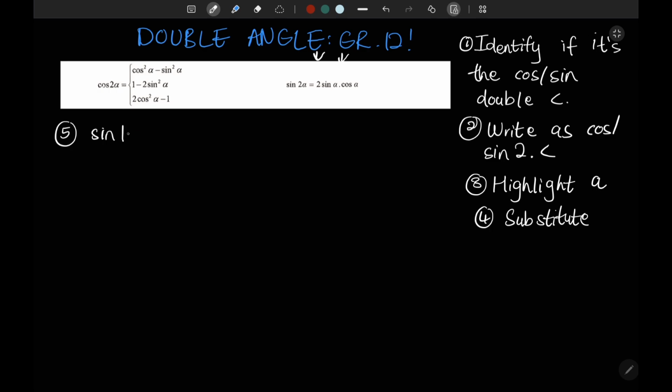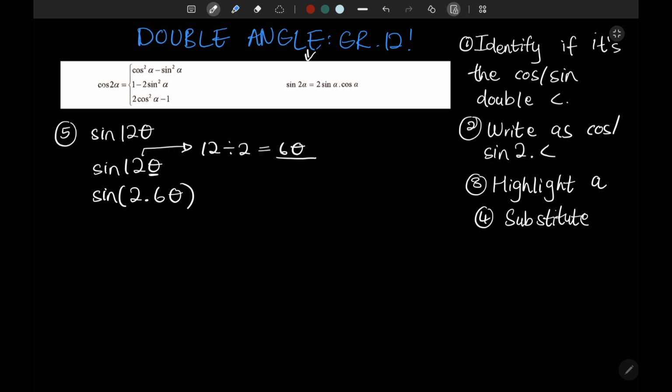Let's try the fifth example. Let's say sine 12 theta. Okay. What's the first step? Step 1, identify if it's the cos or sine double angle. It says sine 12 theta. It starts with sine, so it's the sine double angle. Step 2, write as cos or sine 2 times your angle. To do so, we'll say sine 12 theta, then 12 divided by 2, which is 6. But we have theta here, so it's 6 theta. Okay, so write this as sine 2 times that angle, 6 theta. Can you see that it's the same thing as sine 2 alpha?